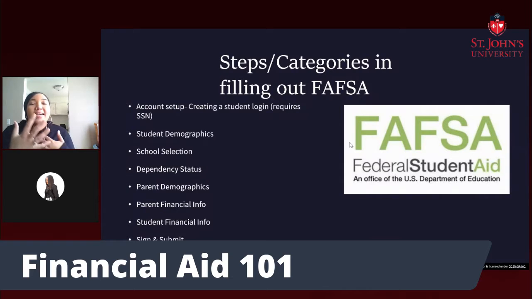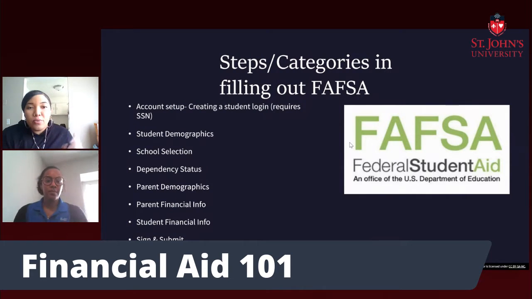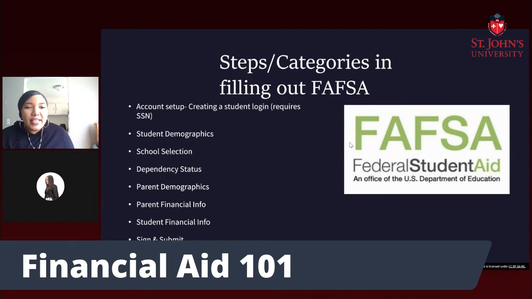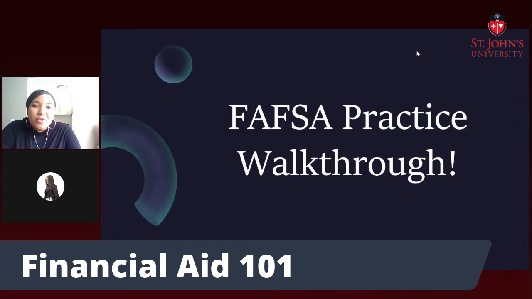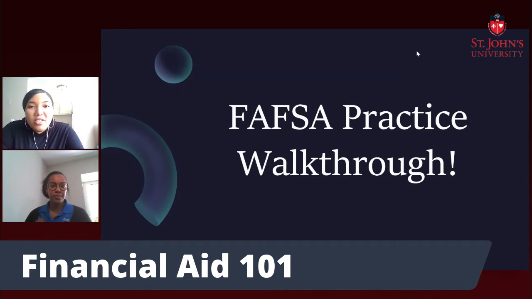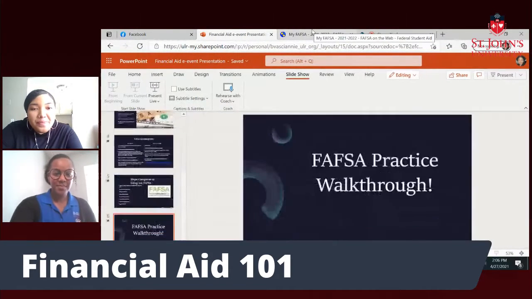Here, I have laid out the steps and categories in filling out a FAFSA. We have our account setup, which includes creating a student login, and this requires a social security number, student demographics, school selection, dependency status, parent demographics, parent financial information, student financial information, and sign and submit. All these steps we're going to see while we do our FAFSA practice walkthrough. So let's get right into that.